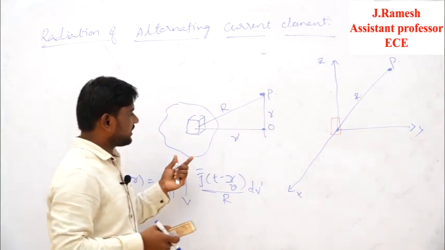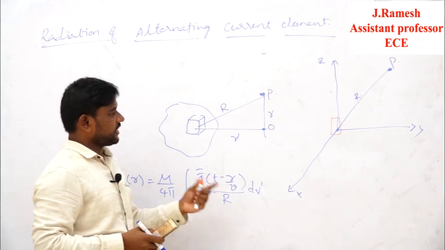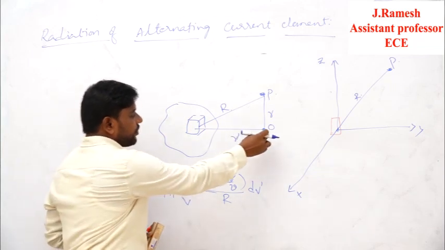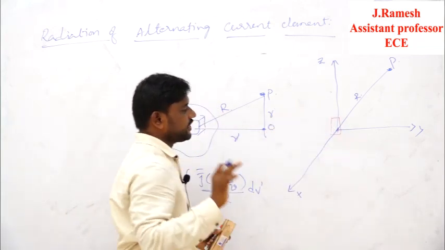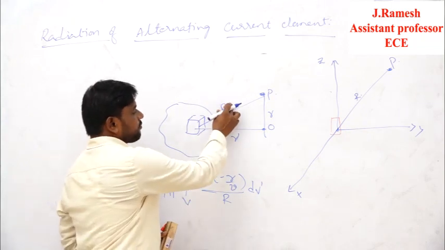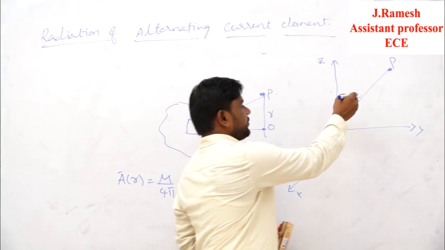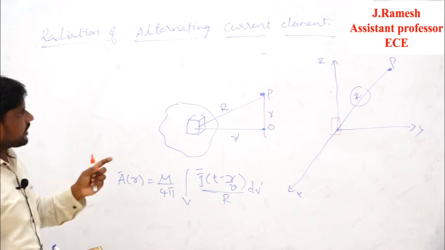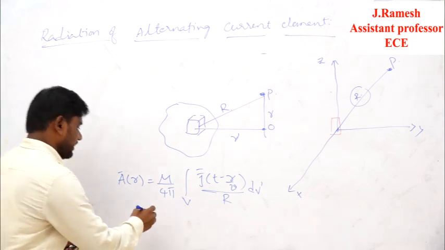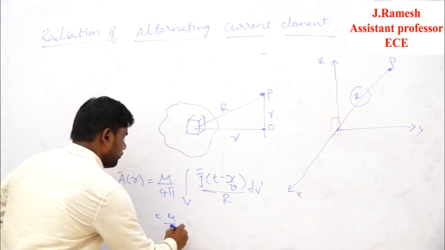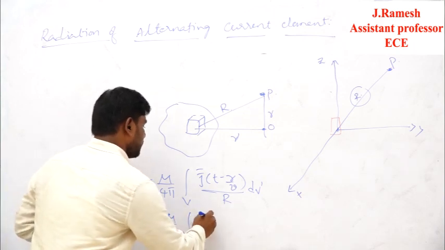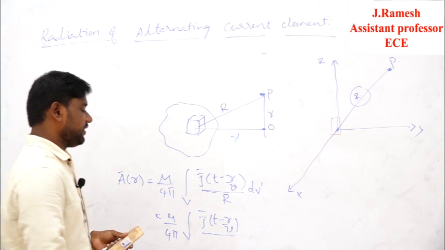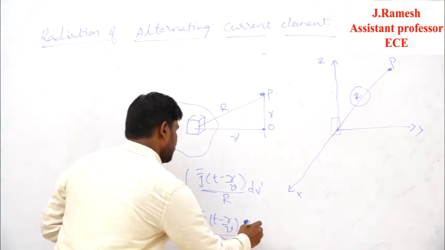Now my question is, how much potential do you get at the point P. What we studied in the last class, using the same analysis, we can write the potential at the point P. But if you observe clearly, the origin and the element are placed at the same place. That means the distance capital R and the distance small r now both become equal. So the potential for our alternating current element is modified as mu by 4 pi into the volume integral of J bar of T minus R by V, and I can take capital R equal to small r here, so small r, into dV dash.